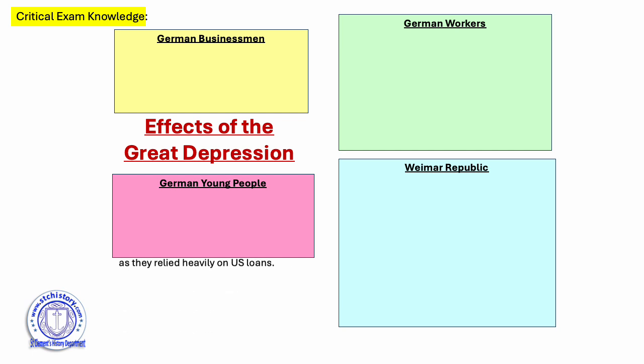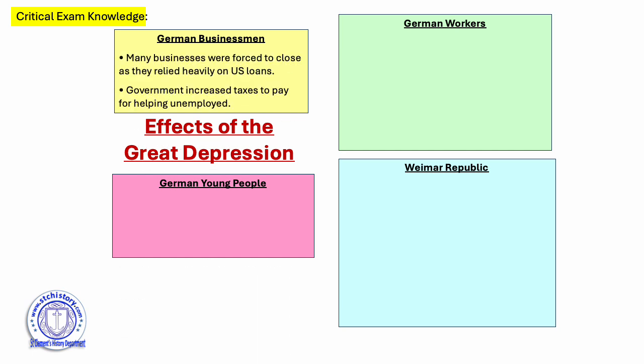The effects of the Great Depression on businesses are that they're forced to close. Obviously, they're relying a lot on the US money that's now gone. The government is going to have to raise taxes, as we've seen in that earlier task, where Bruning raises taxes, reduces benefits, everything that you could possibly do wrong. But Bruning really had no choice to try and stabilise the economy, trying never to print money again, thinking back to what happened in 1923 with hyperinflation.